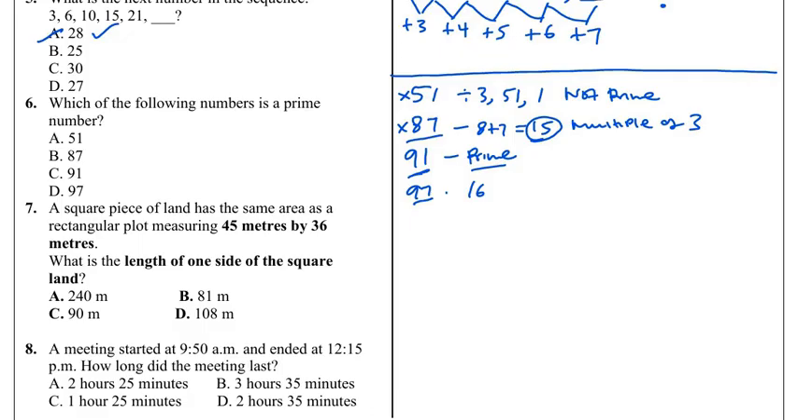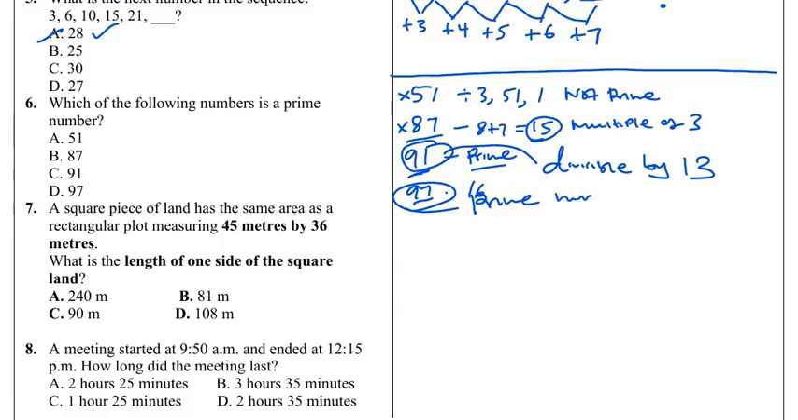This one is divisible by 13. 91 is divisible by 13. By 13. So 97 is the prime number. This is not prime. So 97 is the prime number.